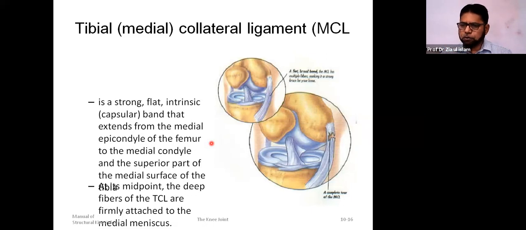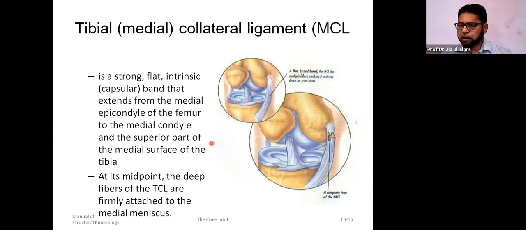Its attachments: it is a strong flat intrinsic ligament, that is a capsular ligament. Thickening of the capsule extends from the medial epicondyle of the femur. The medial epicondyle of the femur is the prominent part of the condyle; any prominent part is called an epicondyle. So it arises from the medial epicondyle of the femur, runs downward and is attached to the superior part of the medial surface of the tibia.